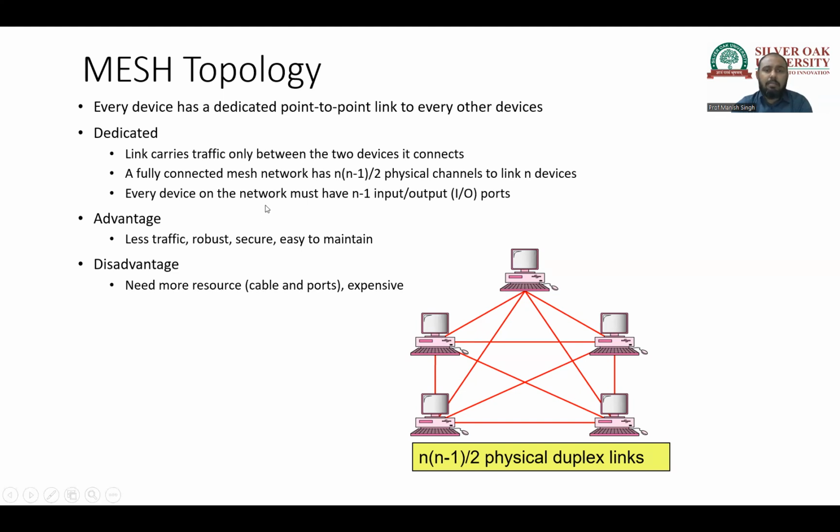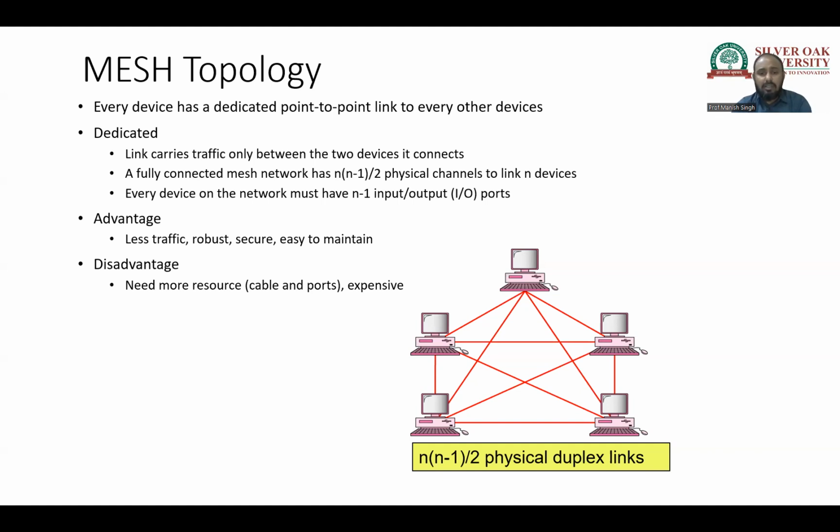A fully connected mesh network has n into n minus 1 divided by 2 physical channels to link n devices. First of all, we have to understand what this formula is: n into n minus 1 divided by 2. That will give you the number of links that can be used in this network.